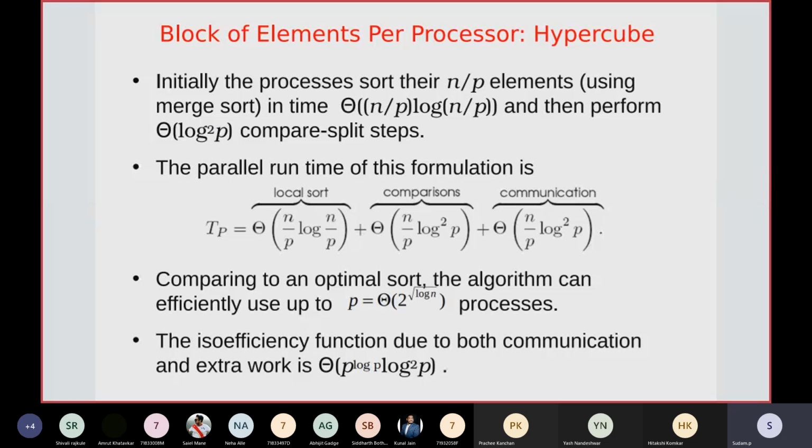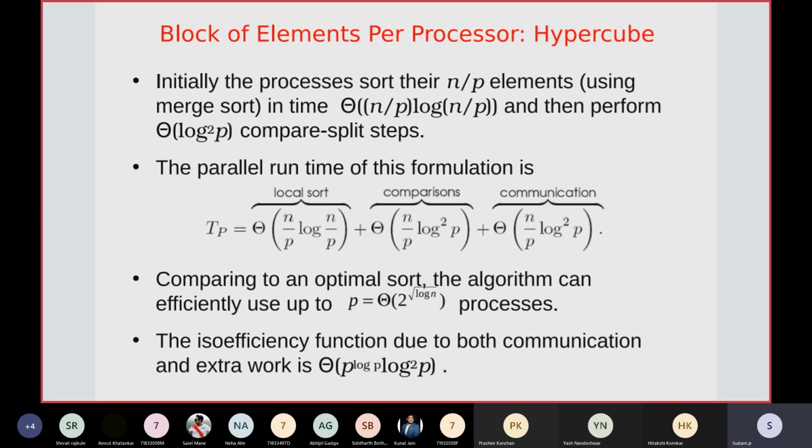So for blocks of elements per processor, if you are mapping your Bitonic algorithm onto a hypercube, initially the processors sort their n by p elements. We have just discussed that each processor will have n by p elements, or in our example, 10 elements per processor out of 100 elements. So each processor will have a sequence of 10 elements.